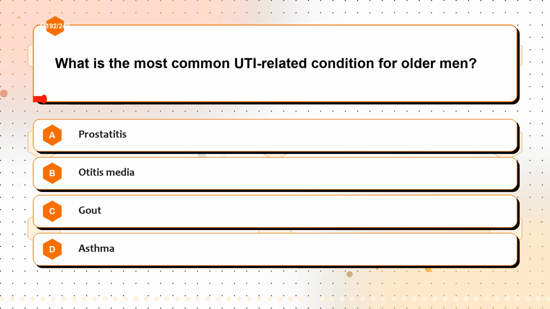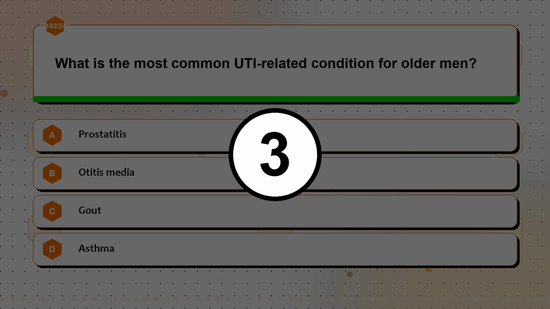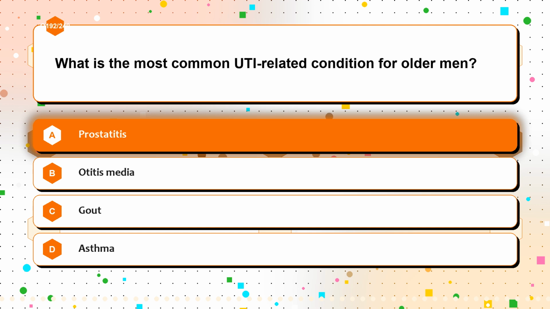Question 192. What is the most common UTI-related condition for older men? Here are the options. Option A, prostatitis. Option B, otitis media. Option C, gout. Option D, asthma. The correct answer is option A, prostatitis.